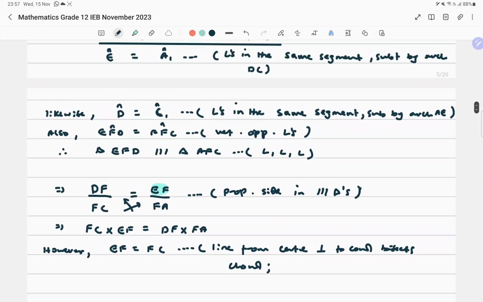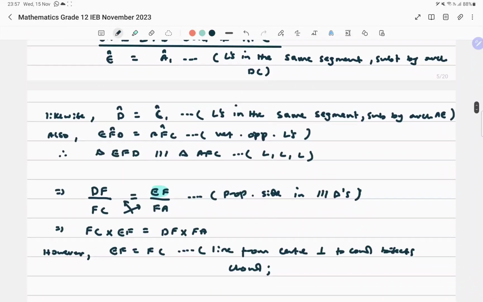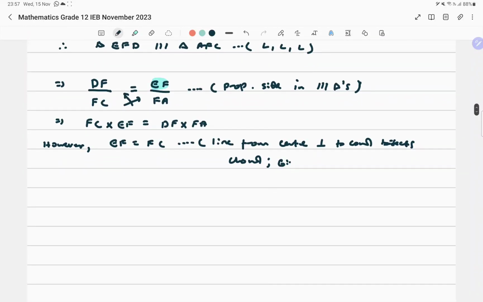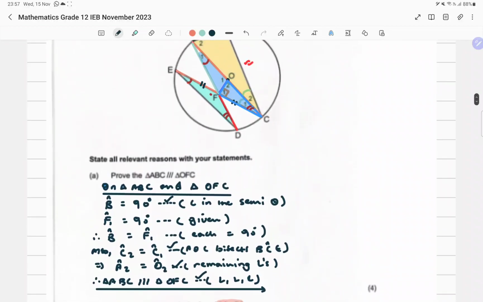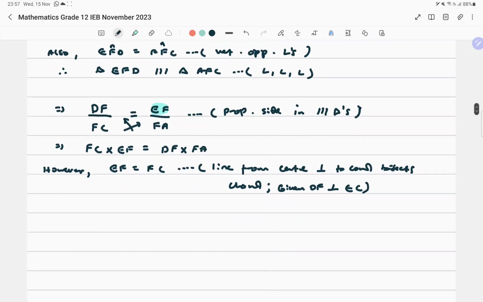Now, what were we given? We were given here that OF is perpendicular to EC. So always try to be as comprehensive as you can. There's no need for the reasons to be actually short. As long as your argument is making sense, you should be forgiven.